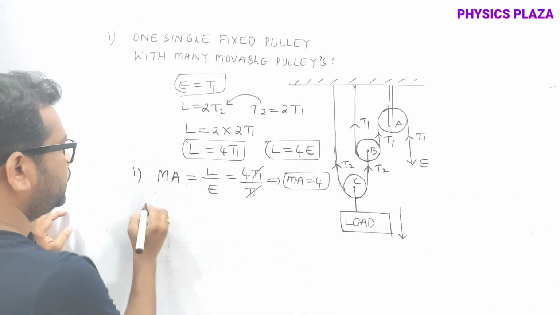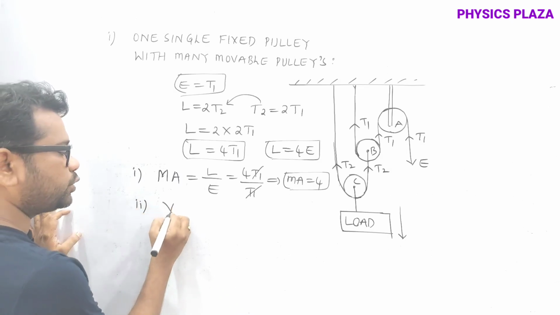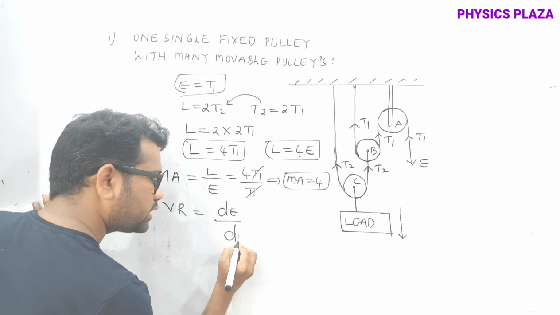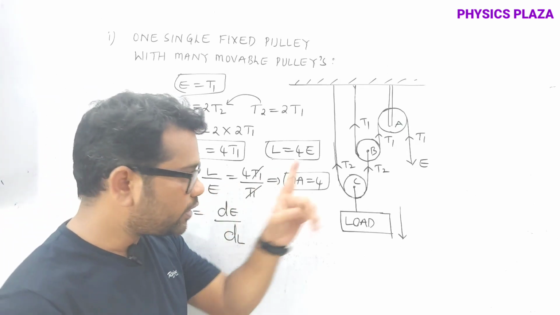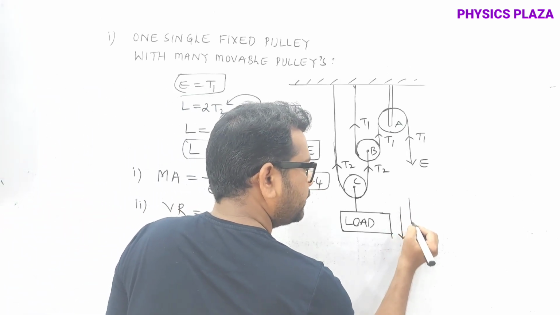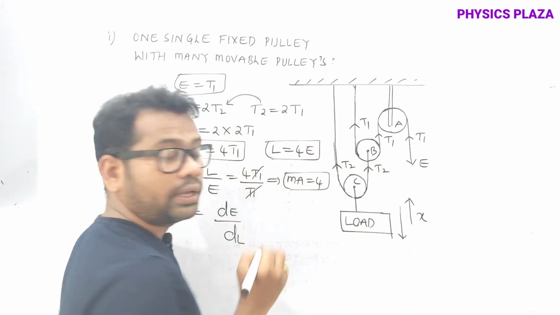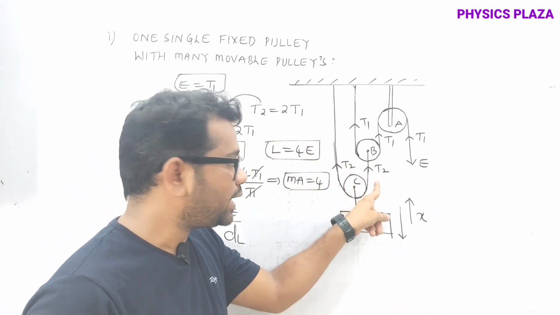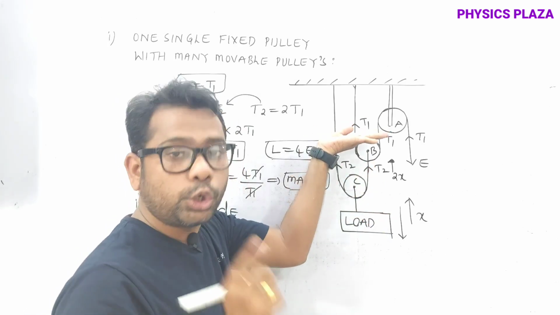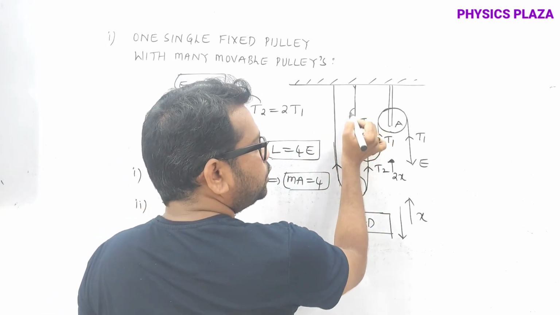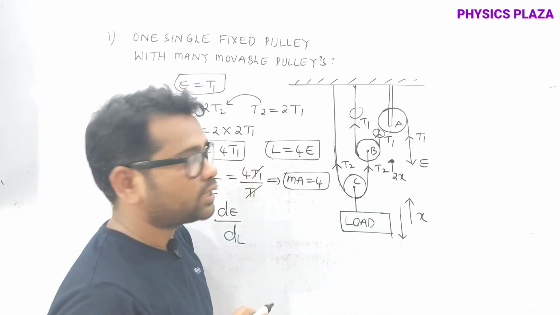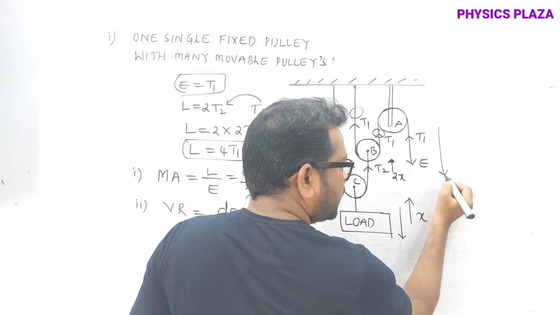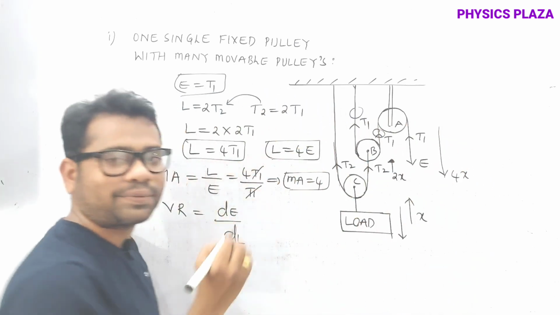Is that clear? Fine. Now we need to calculate the velocity ratio. Velocity ratio is equal to effort displacement by load displacement. Children, for suppose this load is lifted by x, then what will happen? These 2 segments loosen by x, that is pulley B is lifted by 2x. Then what will happen? This will be loosened by 2x, this will be loosened by 2x. So 2x plus 2x will be how much? 4x. Means this effort will come downward by 4x.